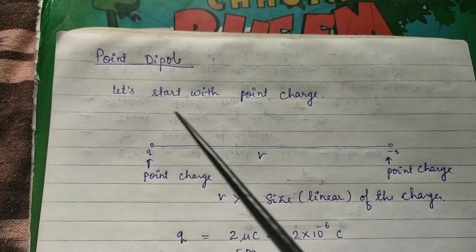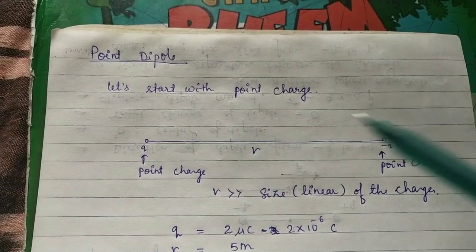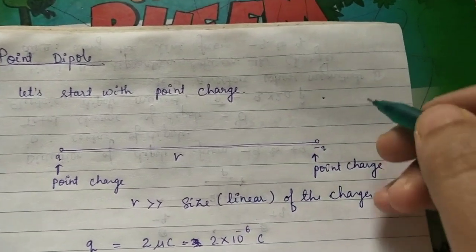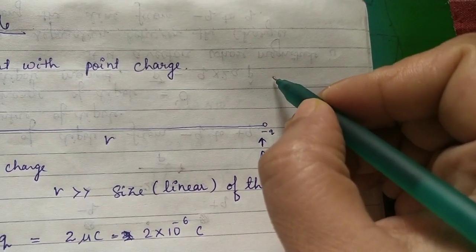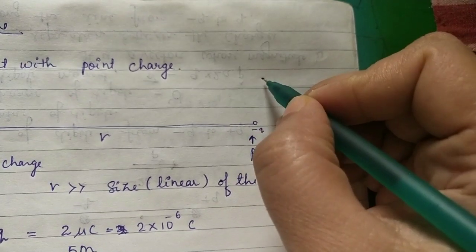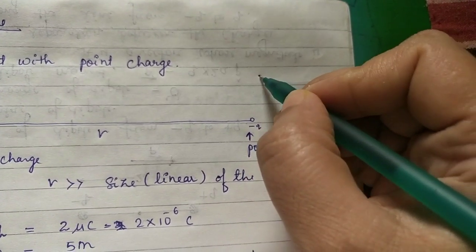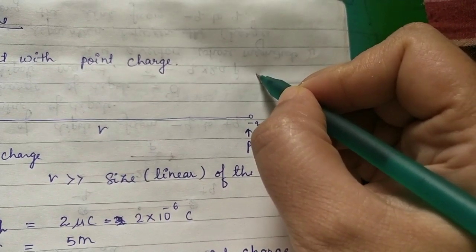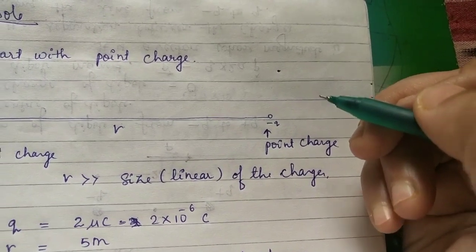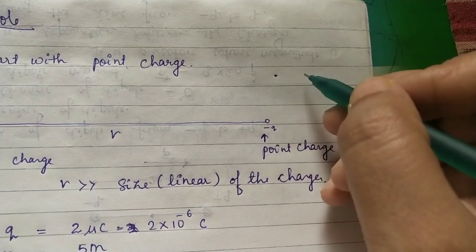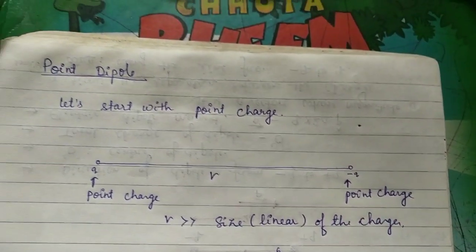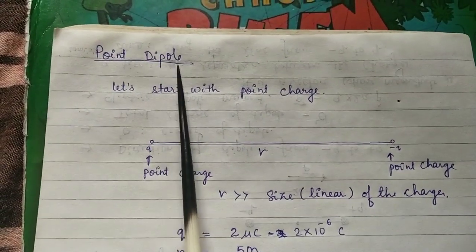Point dipole. First of all, tell me what you understand by the term point. See here I am giving a dot. If I give one more dot on it, see, I am giving so many times, one dot over the other. Can I distinguish between all these dots? No. They are said to be point. So here we will start point dipole.